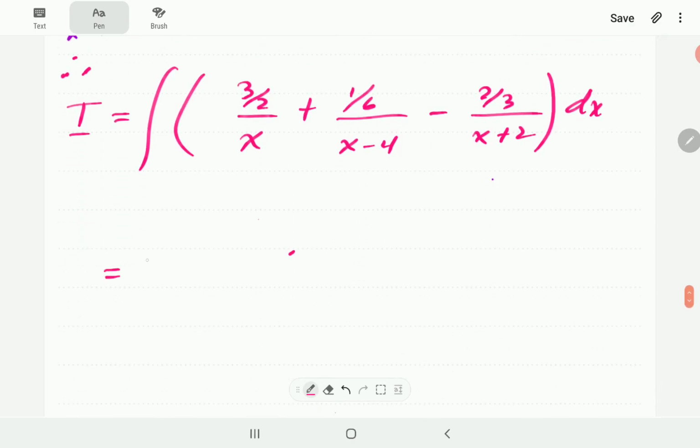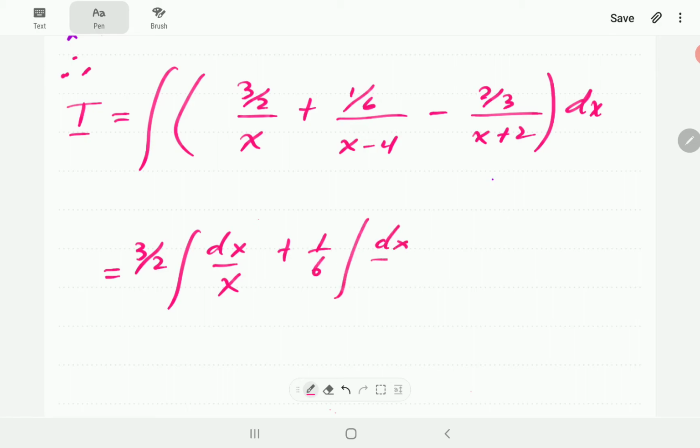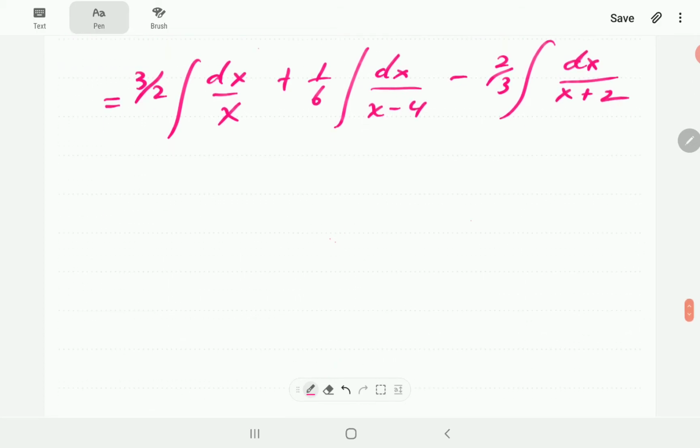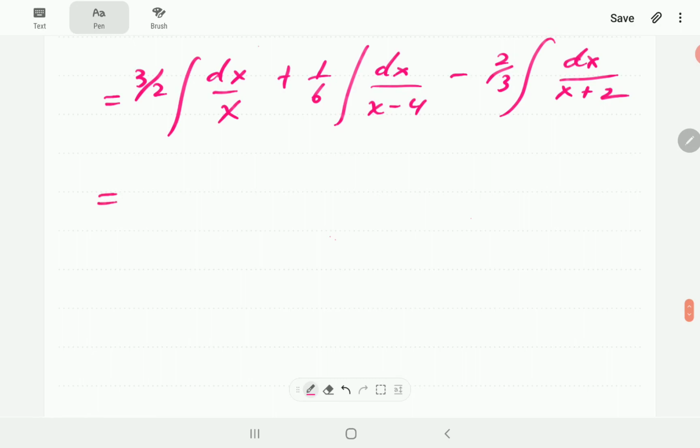Again, if we write this as separate integrals, it's going to be 3/2 into the integral of dx on x. Then the second one is going to be 1 over 6 integral of dx on x minus 4. This one is going to be 2/3 integral of dx on x plus 2. Now in all these cases the coefficient of x is 1.